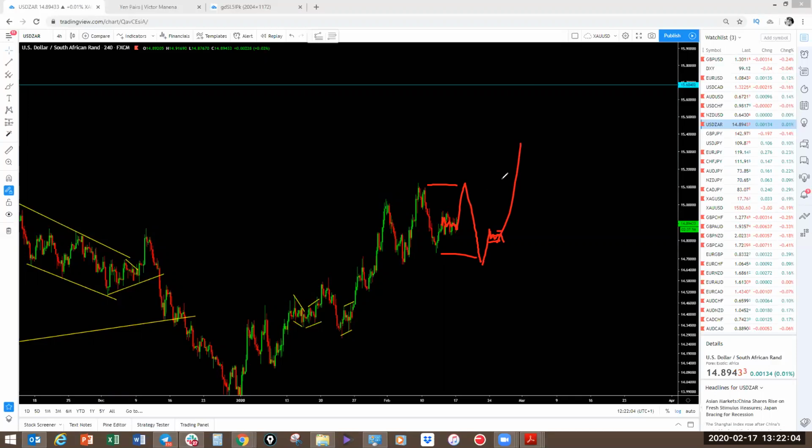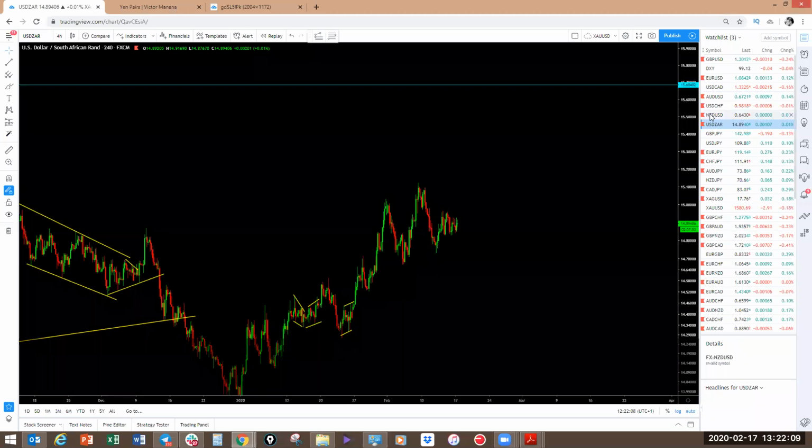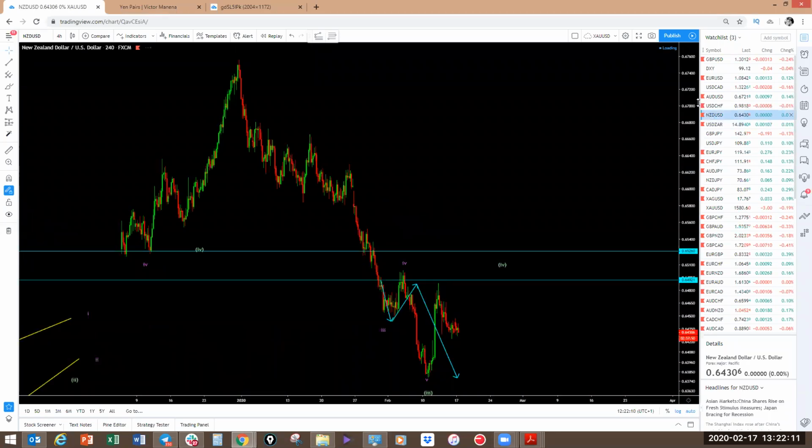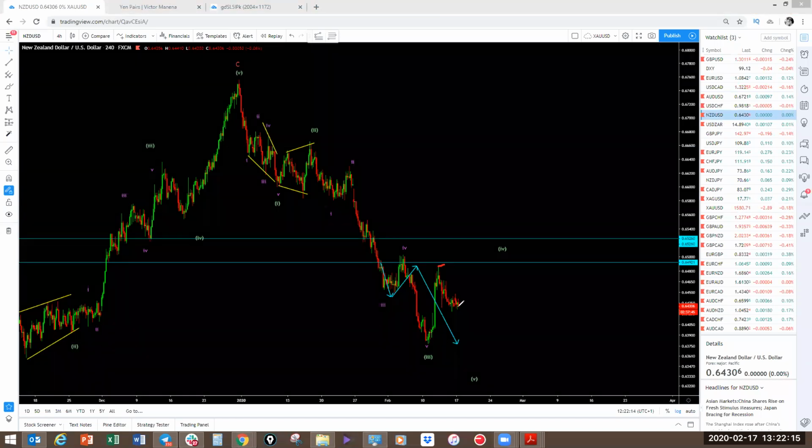But otherwise, as it is, not a very interesting move. Right, I think I skipped New Zealand US dollar. New Zealand US dollar looks to be making a wave 4 there, started with an impulse. This wave 4 looks like we're going to make a move to the downside, make a regular flat. Now, is this a trade?